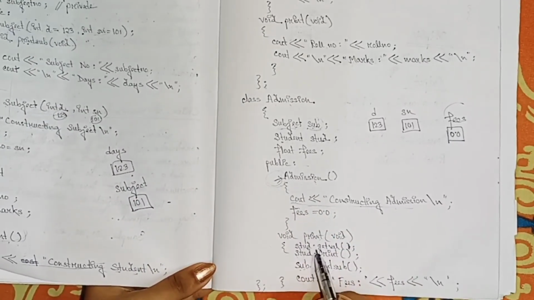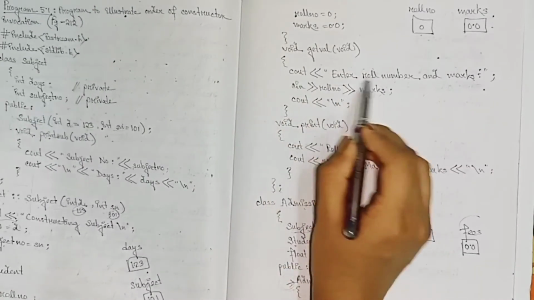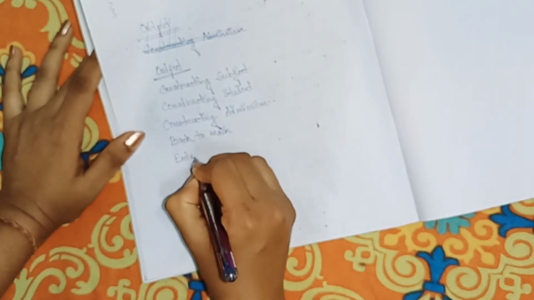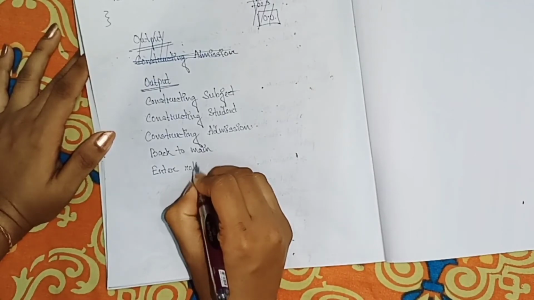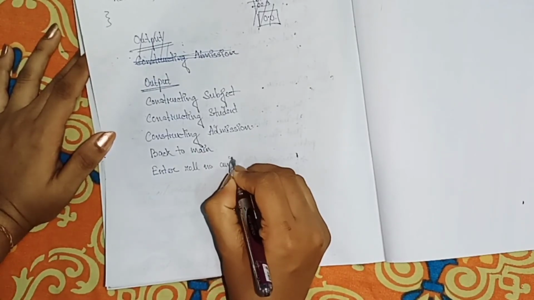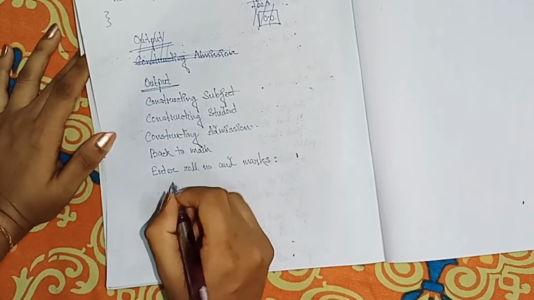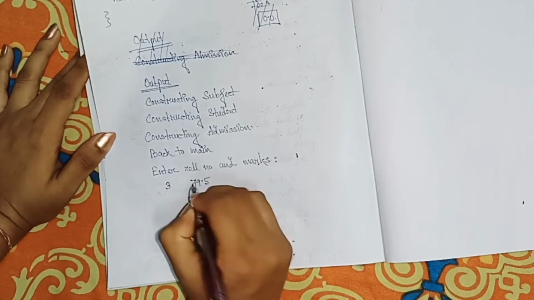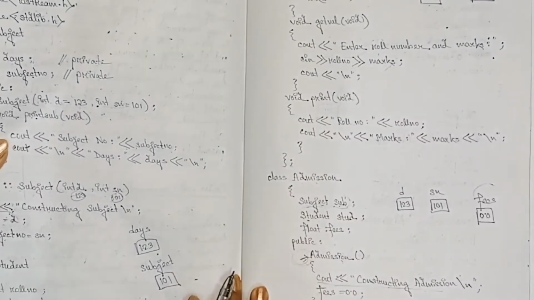So now in the print it is finding stud.getVal. It will go to this member function and it is finding enter roll number and marks. So what will be displayed? Enter roll number and marks. So the user will give some roll number and marks. Suppose the user has given 3 and 79.5 like this. Okay, the roll number and marks the user has given will be stored in roll number and marks respectively.